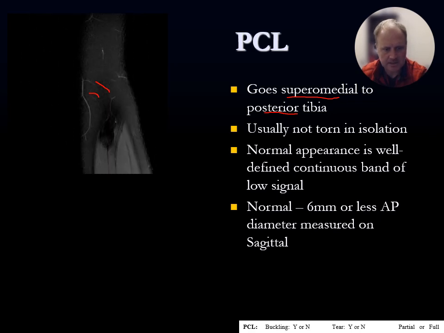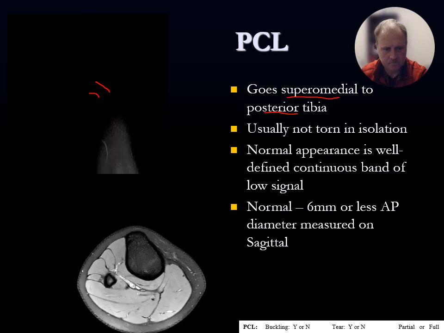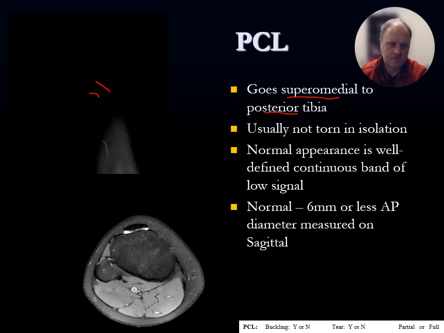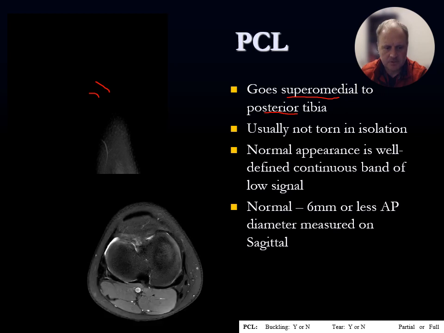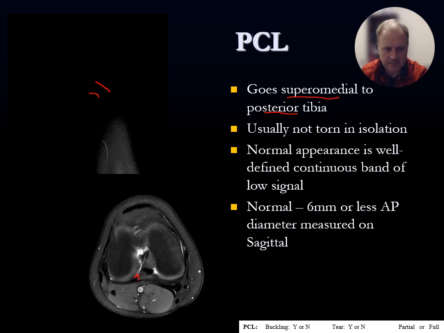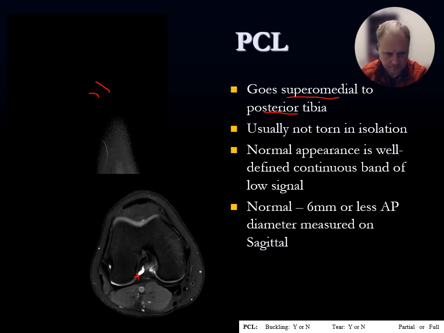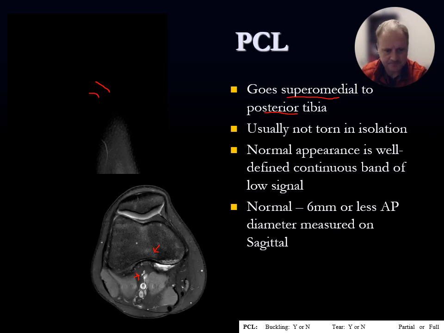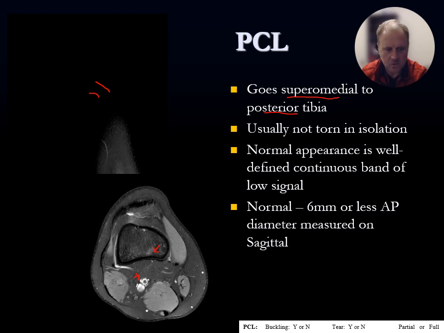Show you that here on the axial. Starting low to high again. So since we know I said it starts kind of in the midline posterior aspect of the intercondylar notch, that's going to be our PCL right there. And we can follow it slice by slice as we go up the intercondylar notch before it attaches a little bit more medially in the intercondylar notch. That is a normal PCL.